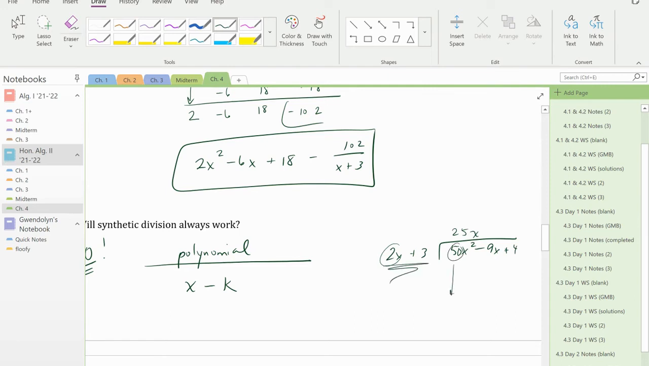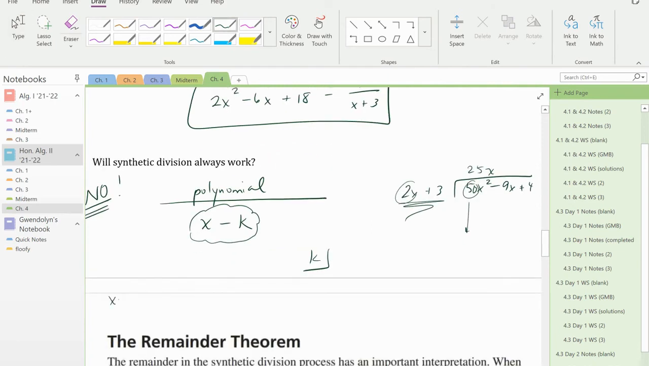And then also if any power is bigger than just plain old x, this is going to do us no good either. So the only time it works is when you're dividing by a binomial with a lead coefficient of 1. And if it's x minus k, you put a k in the box. So if you're dividing by x minus 3, you put a 3 in the box. If you divide by x plus 7, you put a negative 7 in the box.